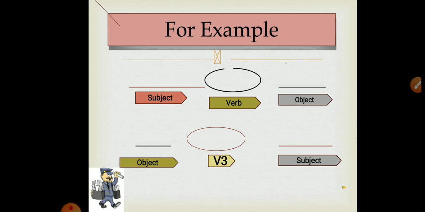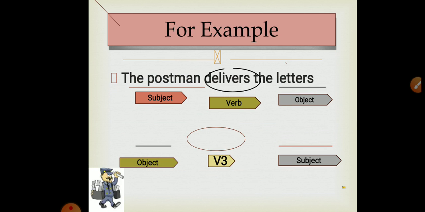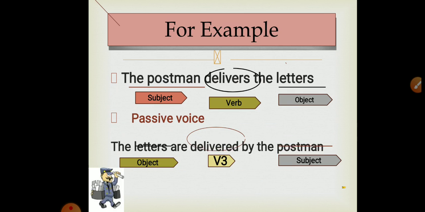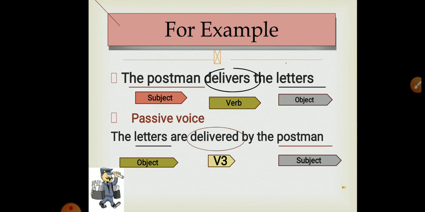Let's see an example of passive voice. The postman delivers the letters: subject plus verb plus object. If we transfer it from active to passive, then it will be in the passive voice: the letters are delivered by the postman.